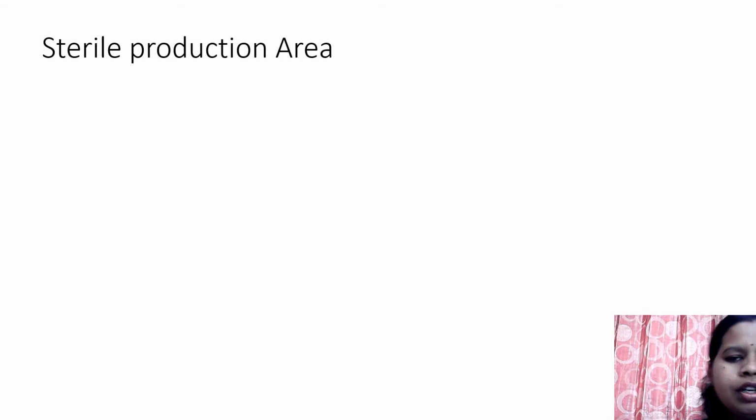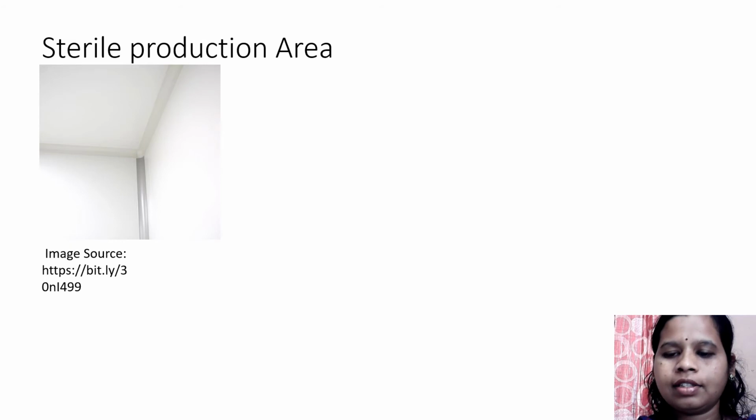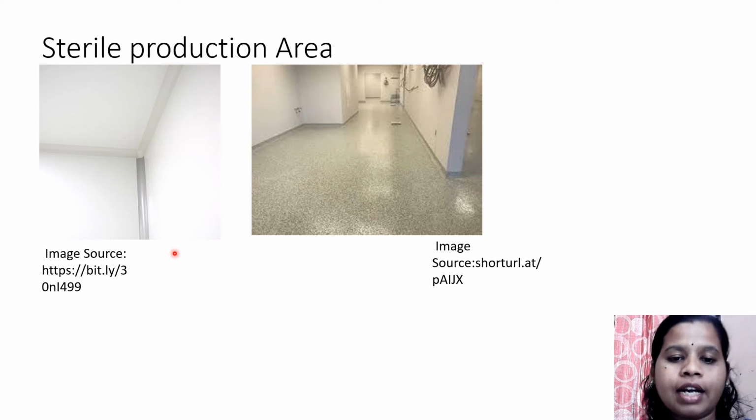Here we are going to discuss the sterile production area, where we are supposed to have the specific type of walls, ceilings, and floors as well. These three components, that is floors, walls, and ceilings, should be made in such a way that they are easy to clean, disinfect, or sterilize. And to have the proper finishing, we can use epoxy coating to give the desired finish.